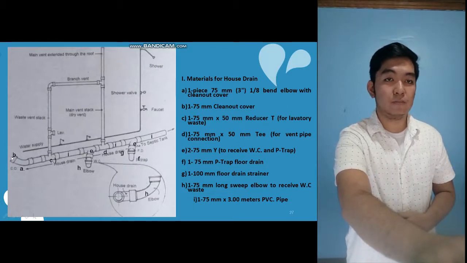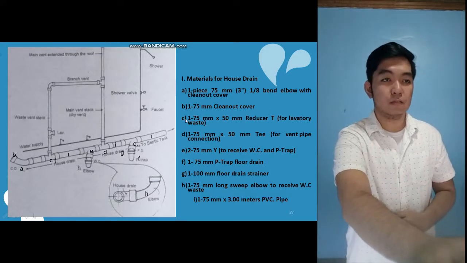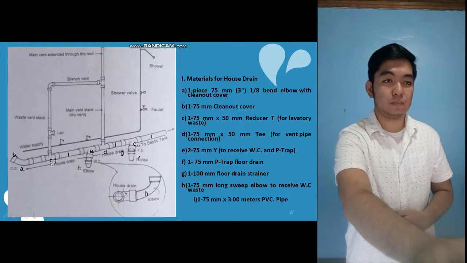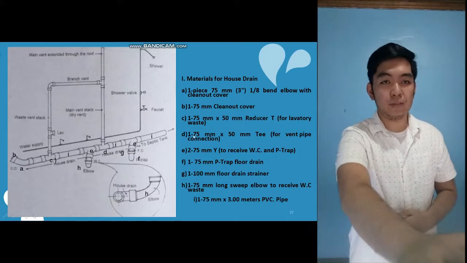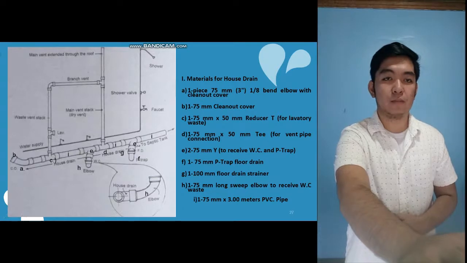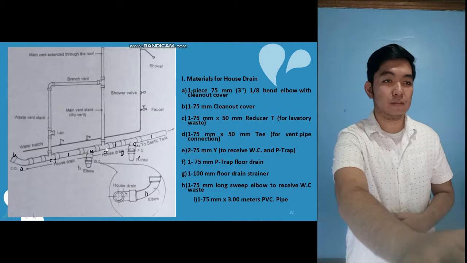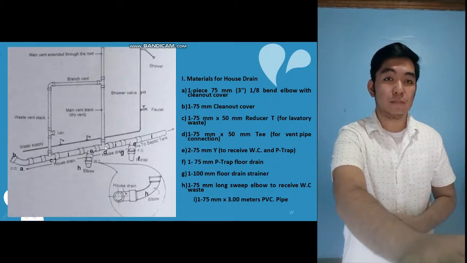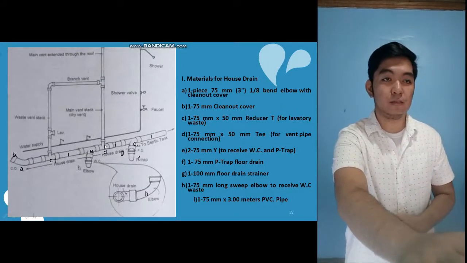Next is the 75 mm by 50 mm reducer T for laboratory waste. So dire wala siya T, reducer T. Next is the 1 piece of 75 mm by 50 mm T for vent pipe connection. Kani dire wala siya, kani T.